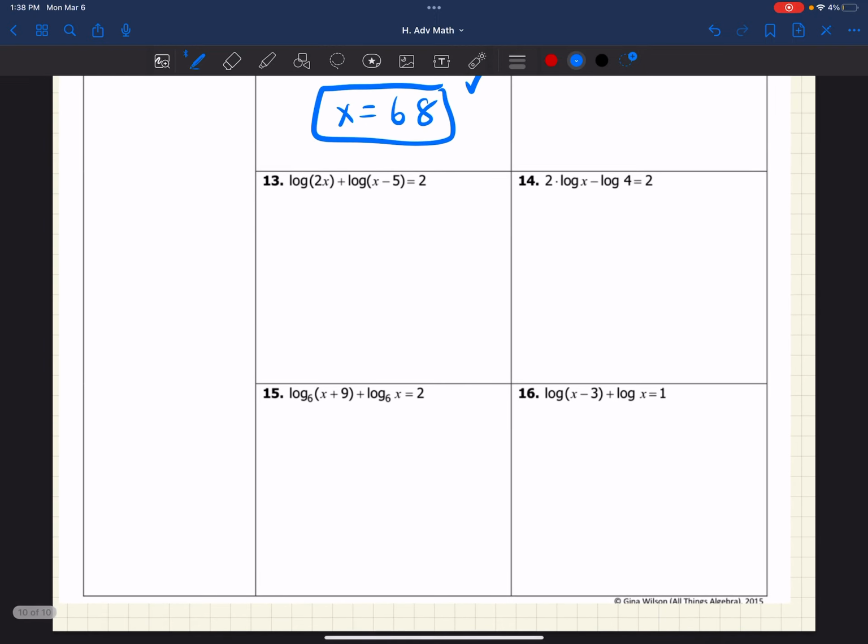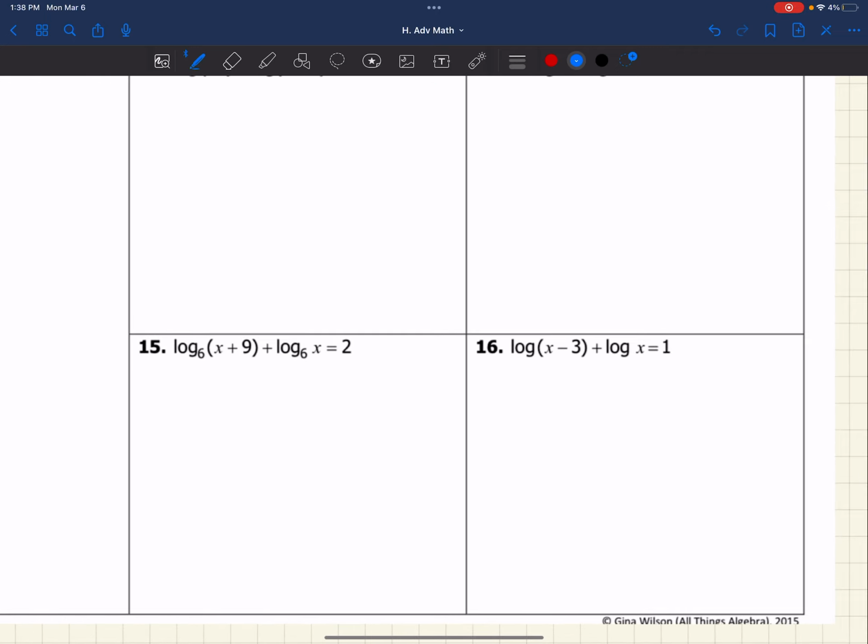What other one might be a little tricky here? Let's do number 15, because in number 15 you're going to get a quadratic, and that might throw some of you off. You're going to see that it is not condensed, because I have a log here and a log here. So I'm going to write this as a single log by putting log base 6 of these two logs being added together. What do I do with the x plus 9 and the x? I multiply them. So it'll be x plus 9 times x set equal to 2.